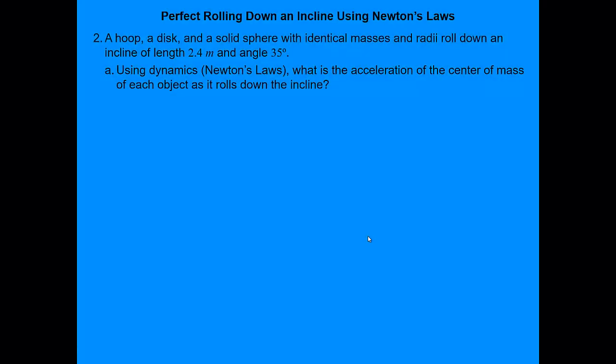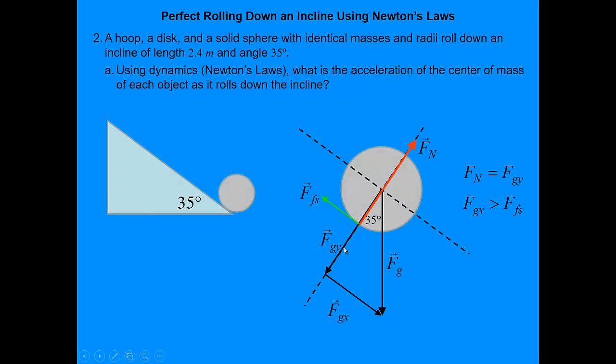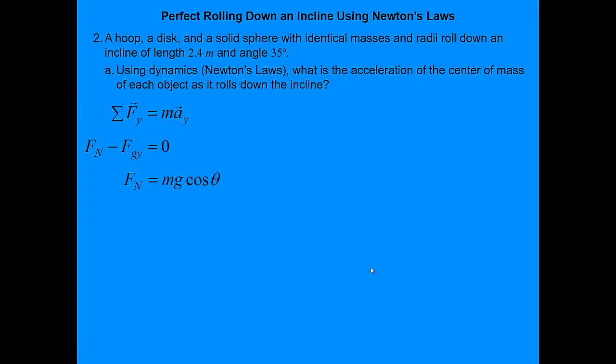So the first one we're going to do is the y-axis. The net force perpendicular to the incline has to equal ma. But of course, it's not accelerating there, right? So F_N minus F_gy has got to be 0, and so F_N has to balance F_gy. And F_gy, if we go back to the diagram here, would be the hypotenuse F_g cosine of 35. Now, that equation's great, but it doesn't really do anything for us because we're trying to find the acceleration.